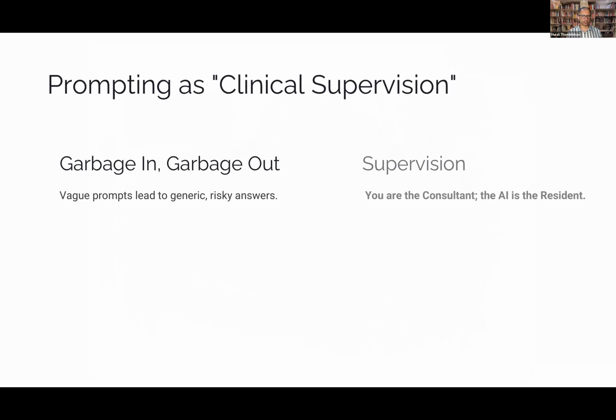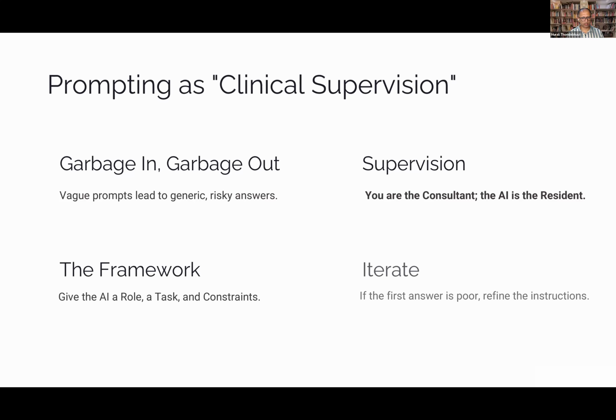So if you were to ask as a consultant, and the AI is your resident, if you were to ask a very vague question, the AI, which is a resident, will give you a vague answer. But if you're very specific, then you'll get a very specific answer. So it's very similar to that. Then give AI a role, a task and constraints, and iterate. Iterate is, you immediately correct. If the first answer is poor, refine the instructions and give it again.